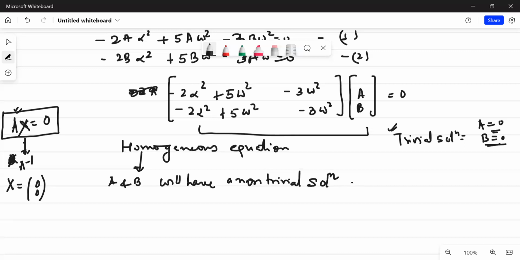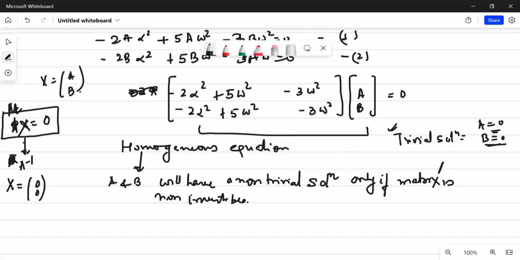A non-trivial solution exists only if your matrix is non-invertible. So here I'm writing matrix A, and then M, and X. So this is your M and this is, let's say, your X.